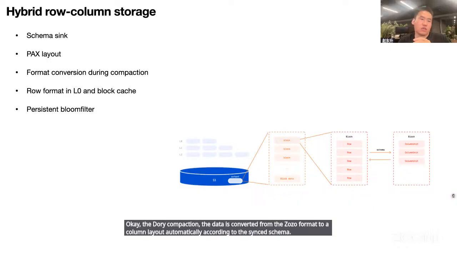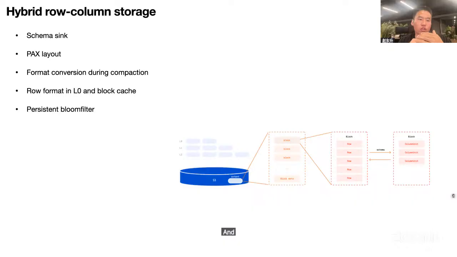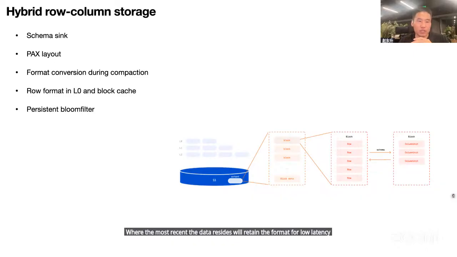And for the performance consideration, in level 0, where the most recent data resides, we retain row format for low latency point lookups. This format is also used in the block cache, which accelerates read performance for hot data.